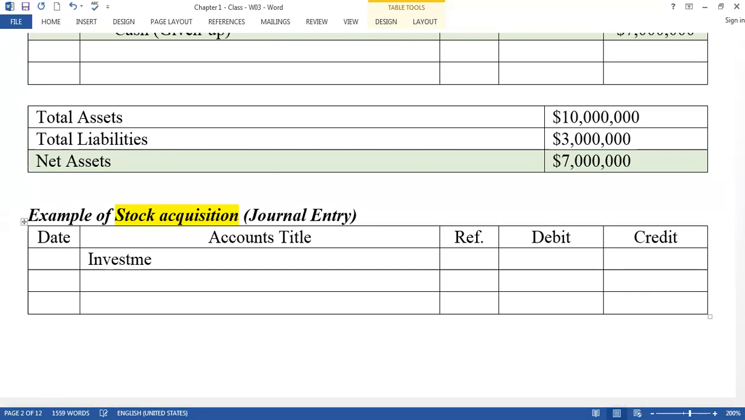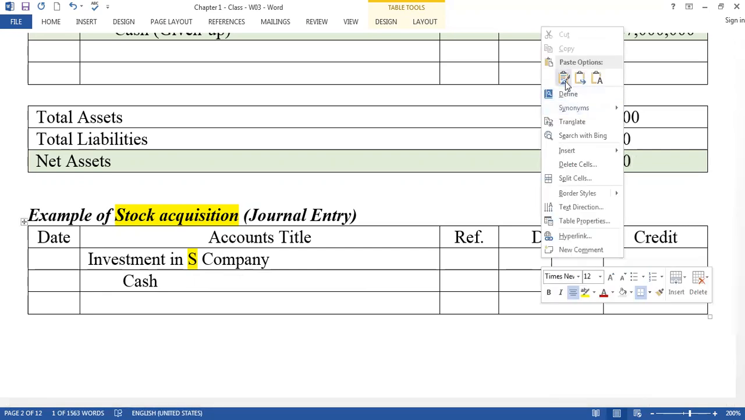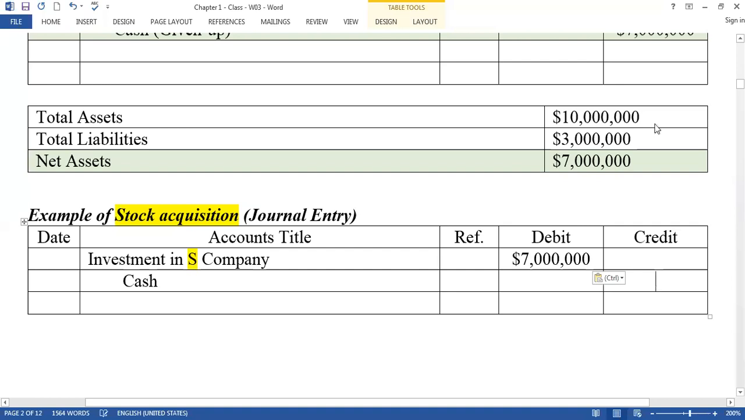investment in S company debit. Here S means the subsidiary company. Okay, investment in S company debit, and you pay cash credit, maybe this amount. I just write a random number, 5 million.